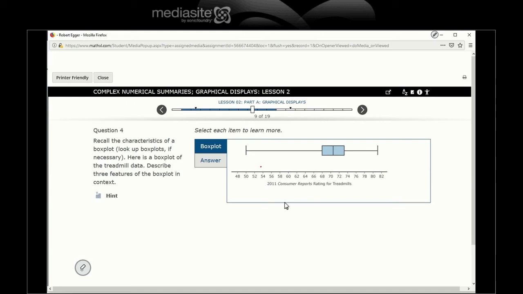We call the characteristics of a box plot. Here's a box plot of treadmill data. Okay, describe 3 features of the box plot in context. Let's see. Go on pause, and go online. Just Google box plot and look up what the characteristics of a box plot are. Maybe you also want to look at something called the 5-number summary.